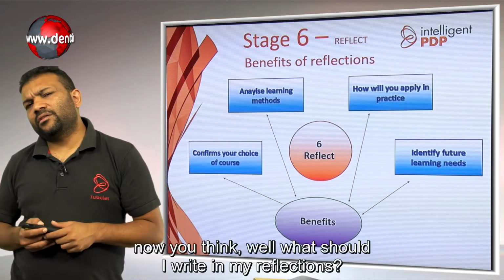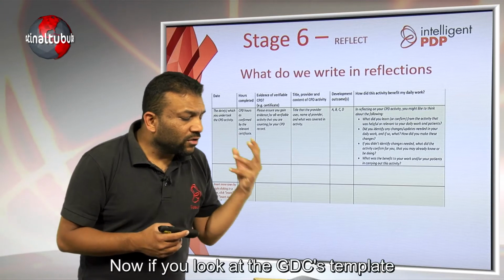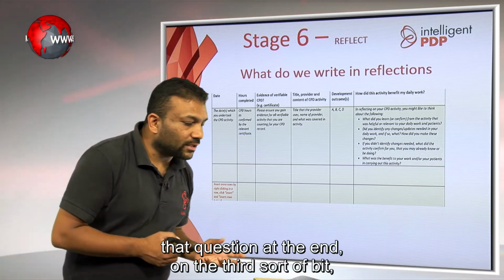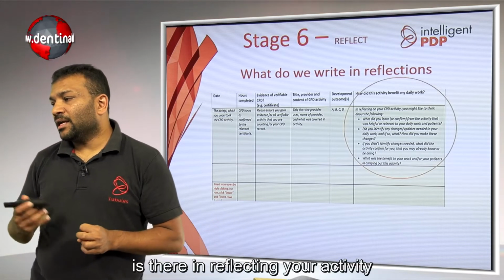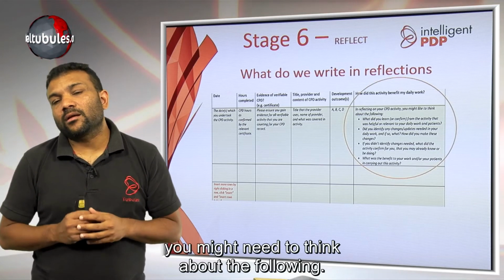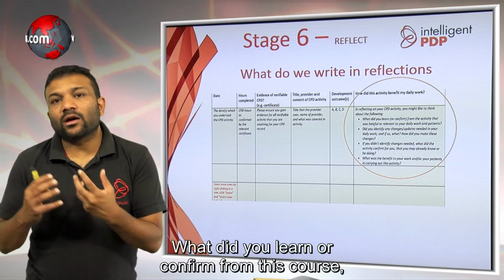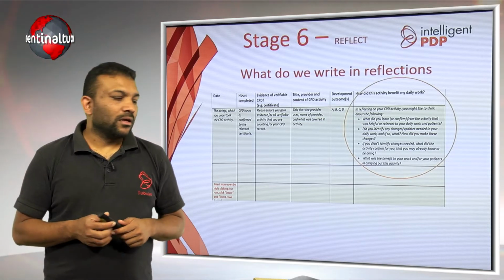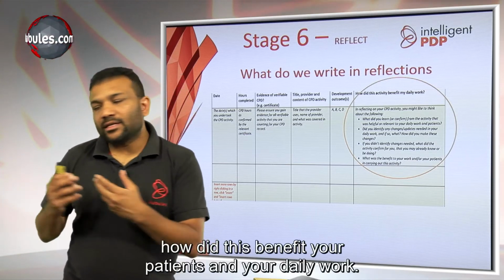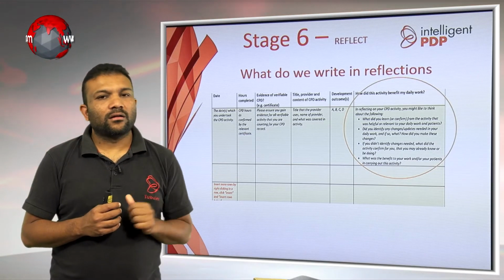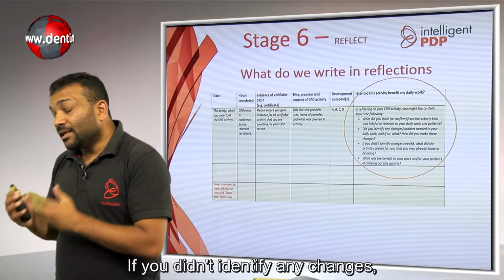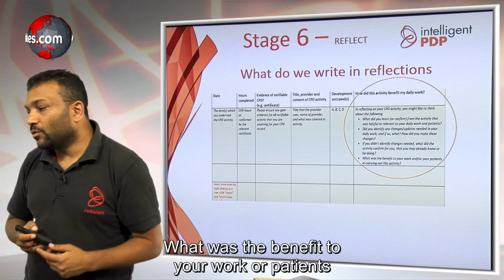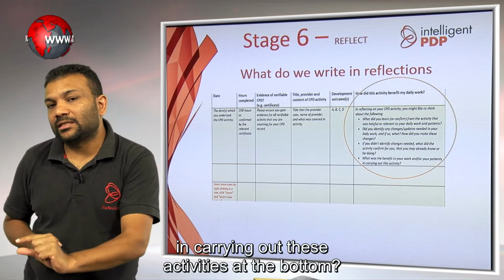Now, the question is obviously now you think, well, but what should I write in my reflections? Now, if you look at the GDC's template of the activity record, that question at the end on the third sort of bit is there. In reflecting your activity, you might need to think about the following. What did you learn or confirm from this course or from this CPD activity? You will try and work out how did this benefit your patients and your daily work? If you didn't identify any changes, did it confirm what you're doing on a daily basis? What was the benefit to your work or patients in carrying out these activities at the bottom?